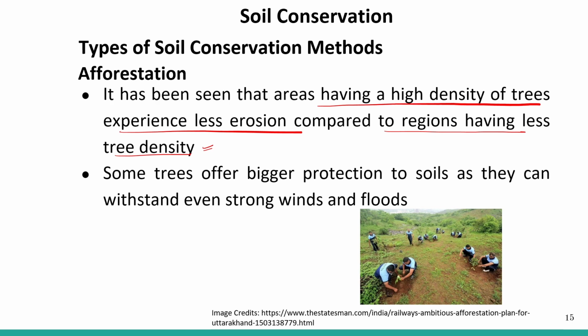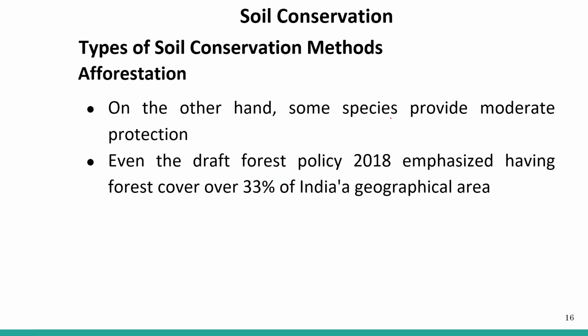So why do we keep these lands open? We can plant some trees. Some trees offer bigger protection to the soil as they can withstand even strong winds and floods. They can bear strong winds and even floods and hold our soil tightly to stop erosion. On the other hand, some species provide moderate protection.